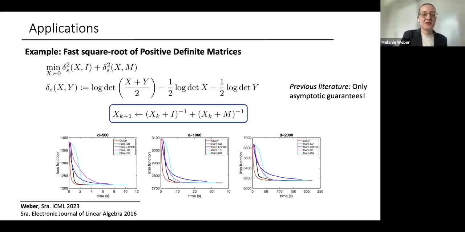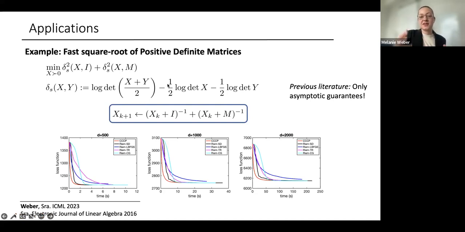So let me show some numerical examples. The first one here is for the problem of computing the square root of positive definite matrices. If we write that as an optimization problem, this is how it looks. This is written with respect to the so-called S divergence. It was known previously that the problem can be solved very fast with a simple fixed point iteration that you see here. That was originally proposed by my co-author, Suvrit Sra.